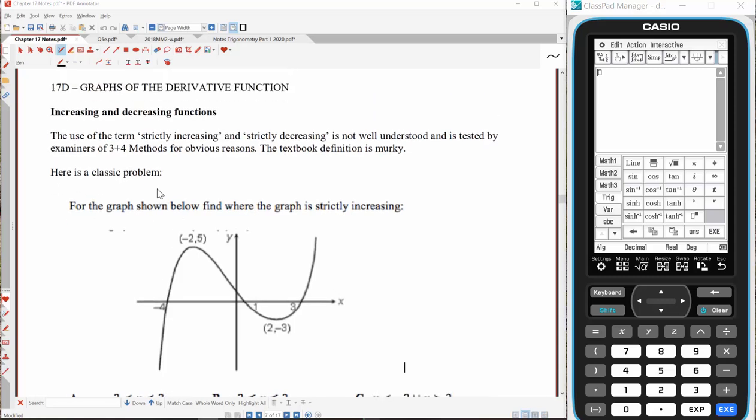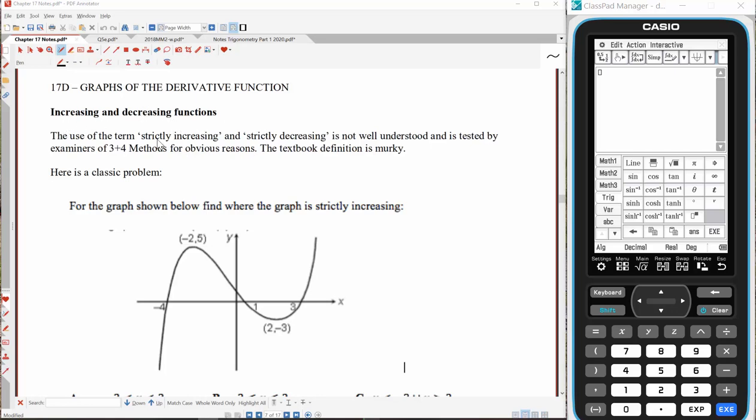Okay, in the second part of this double lesson, what we're going to do is look at the derivative graph, or the graph of the derivative function, the gradient graph, the graph of f dash x, heaps of different ways of saying what we're doing. But first of all, we'll look at what we call increasing and decreasing functions.